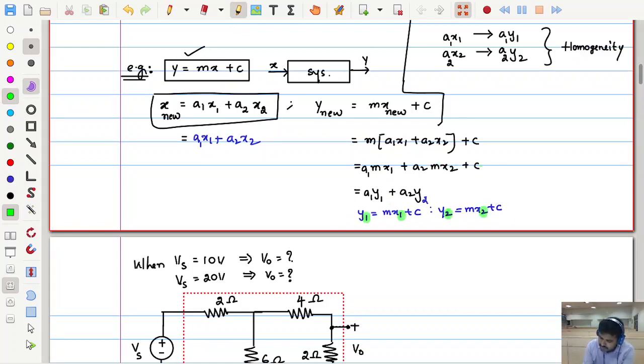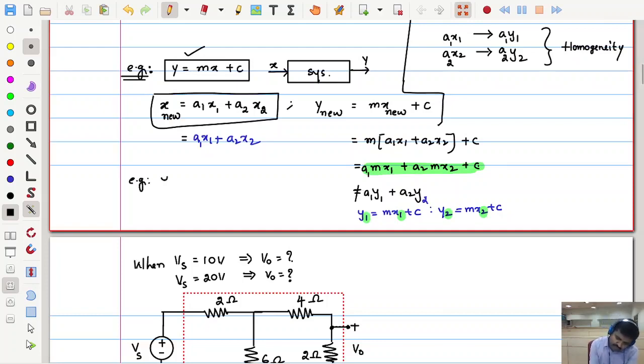Can this equation be made into a1 into y1 plus a2 into y2? It is not equal. Why? Because see here, a1 I can take common, but is there any a1 with the constant c? No. So I cannot put this into that format. So this is not equal to a1 y1 plus a2 y2. In this way you can test the linearity.